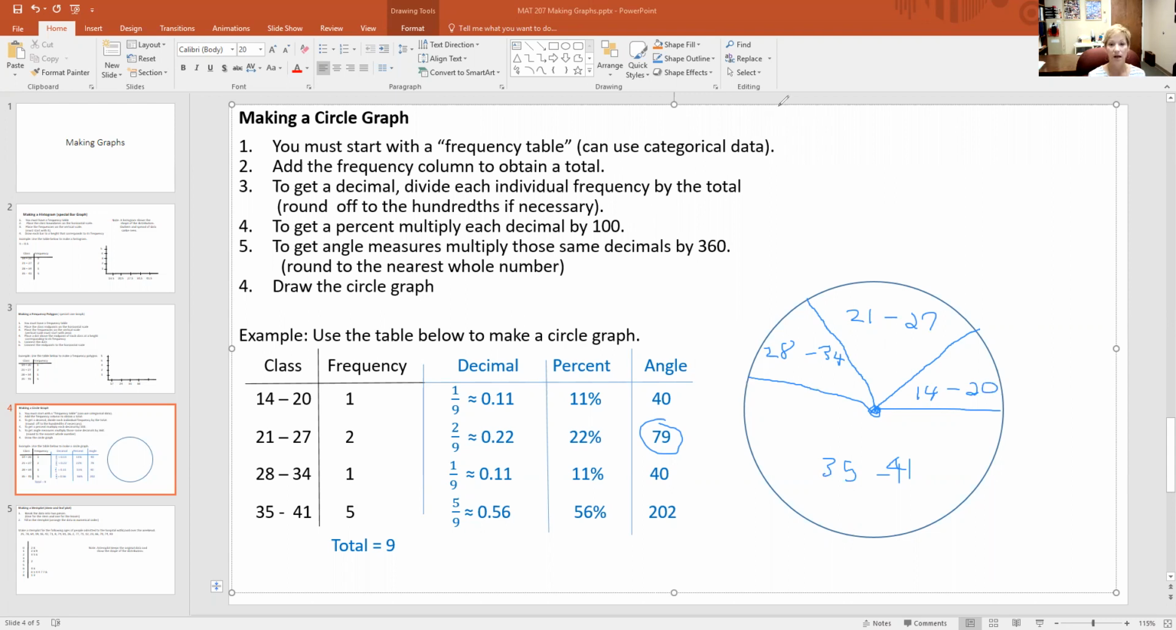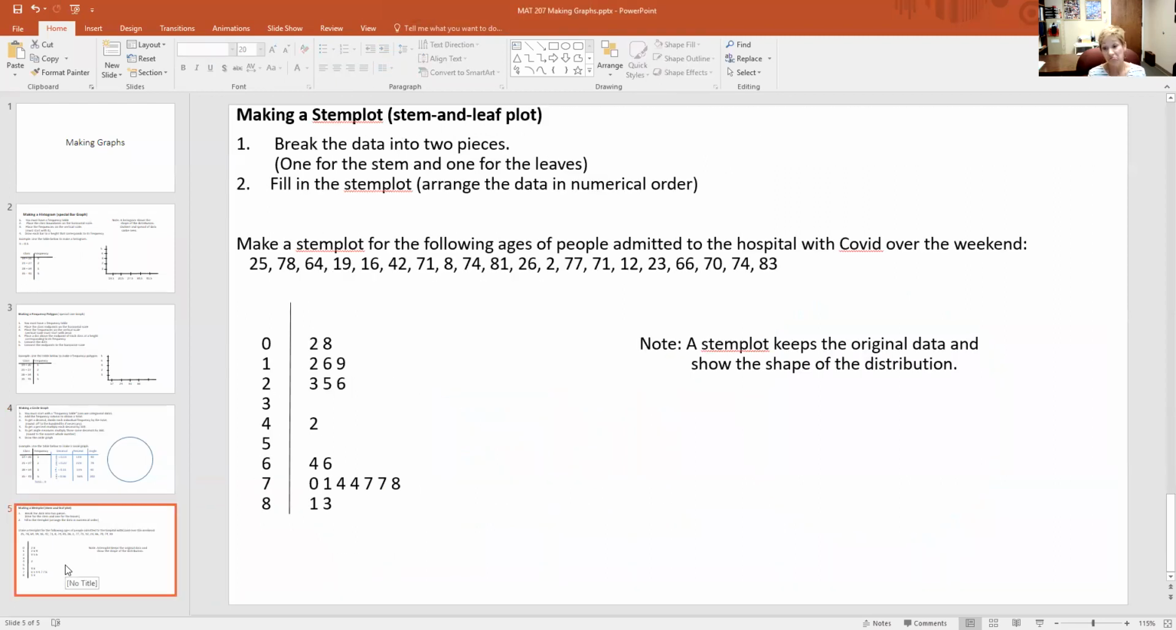Okay. Now, we're going to go to the last kind, which is called a stem and leaf plot. All right. Now this one's fine. I don't find them super helpful.